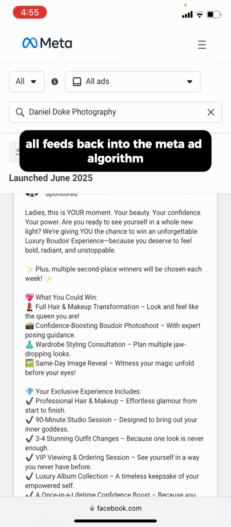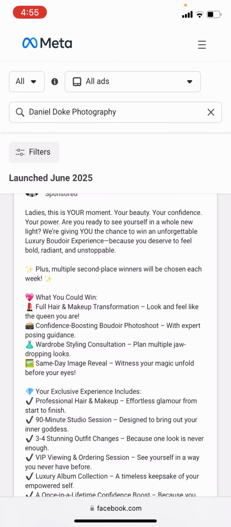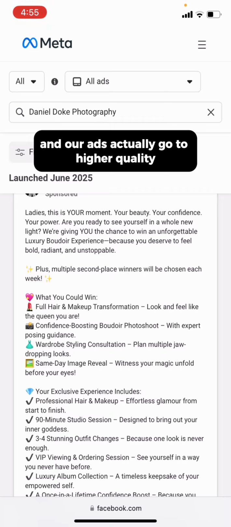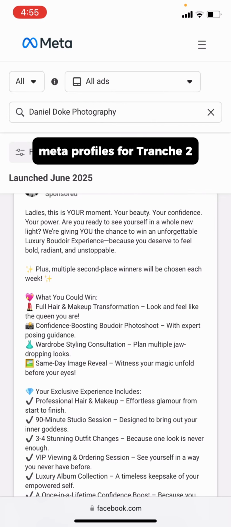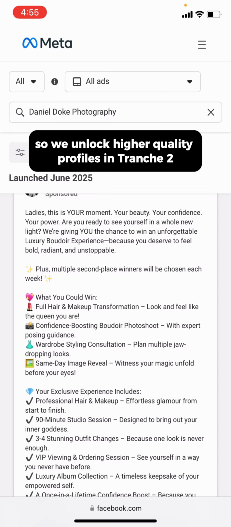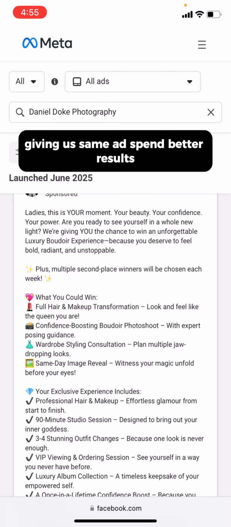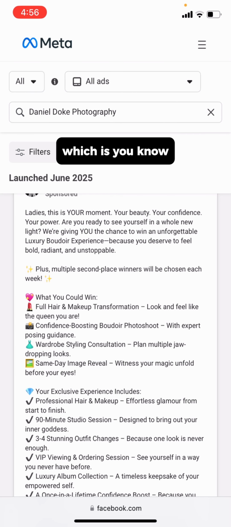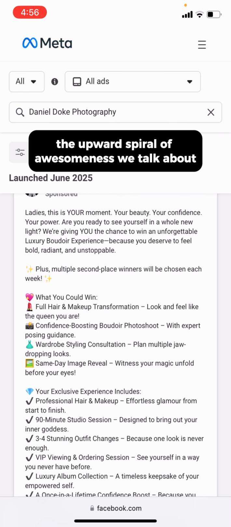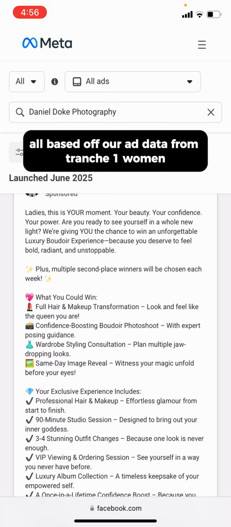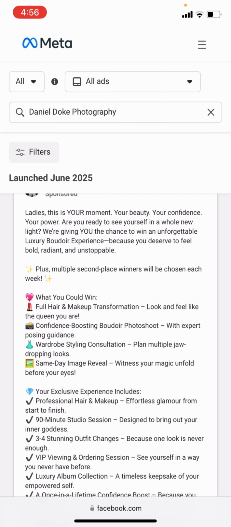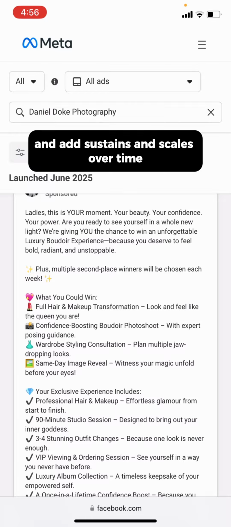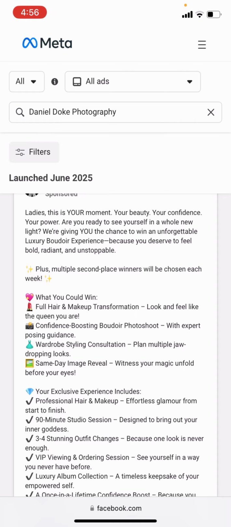All feeds back into the Meta ad algorithm, and our ads actually go to higher quality Meta profiles for tranche 2. So we unlock higher quality profiles in tranche 2, giving us same ad spend, better results, which is the upward spiral of awesomeness we talk about, all based off our ad data from tranche 1 women. And our ad sustains and scales over time, same ad spend, better results, scaling the business.